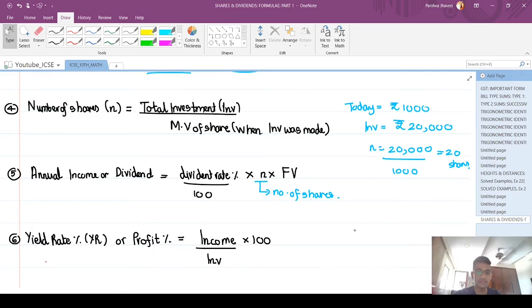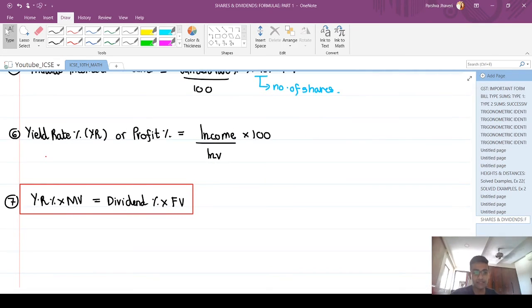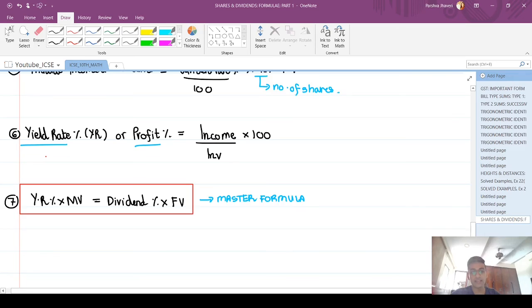And lastly, we talk about two important formulae. Firstly is the yield rate or profit percent. Profit is nothing but income upon investment into 100. And lastly, we call this a master formula because you can calculate any one missing value if you're given the other three. So your master formula says that the profit percent or yield rate into marked value is equal to dividend percent into FV.